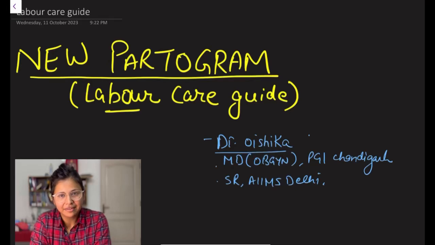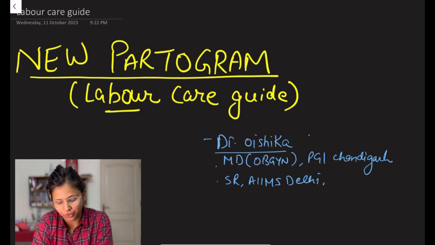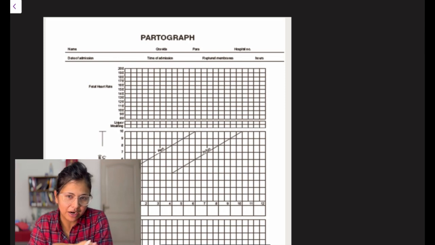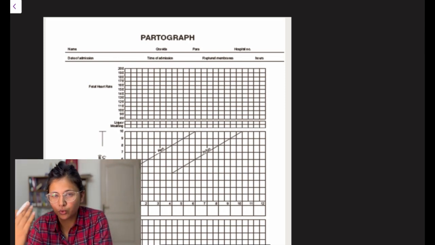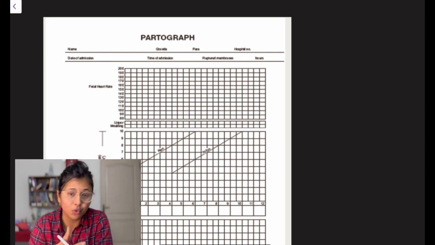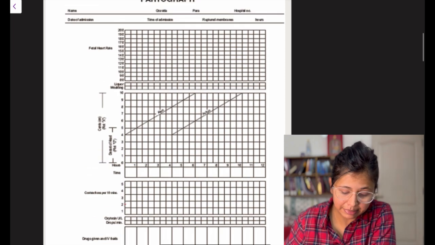Hi guys, I've come back with another topic, which is a new partogram, also known as a labor care guide, also known as the next generation partograph, right? So quickly, we're just going to skim through the old partograph, tell you the new partograph, how to plot it, and then discuss why this came about, what is extra in this, right? So this is the old partograph that we've traditionally been plotting.